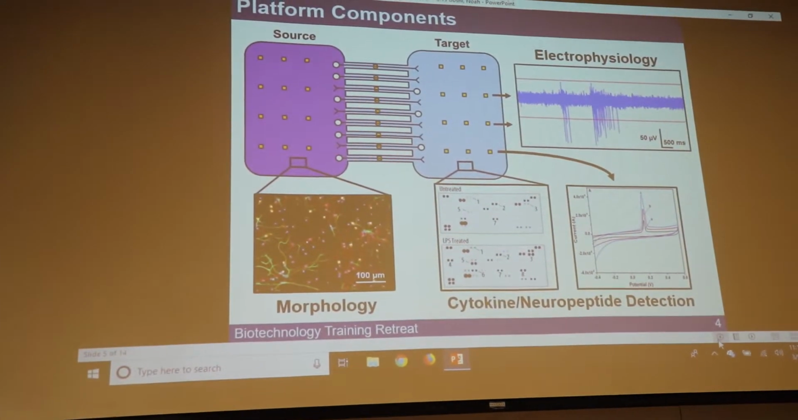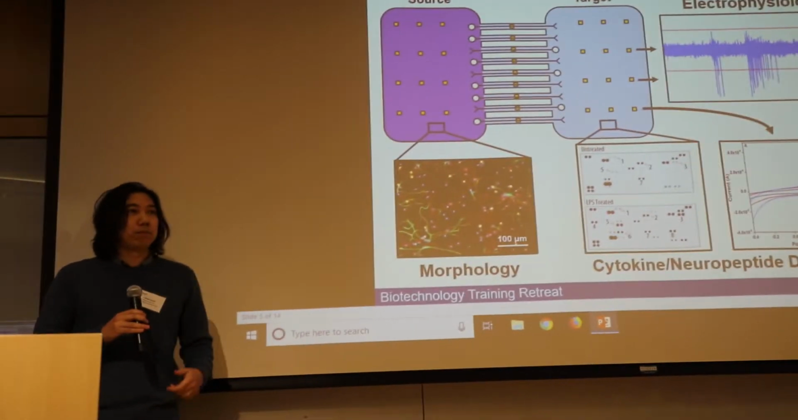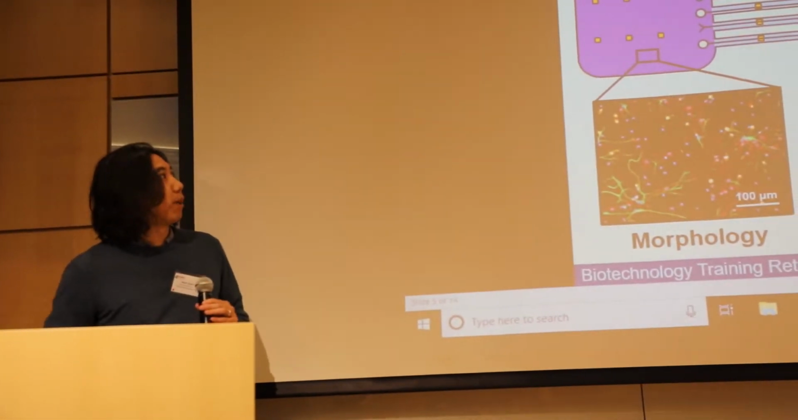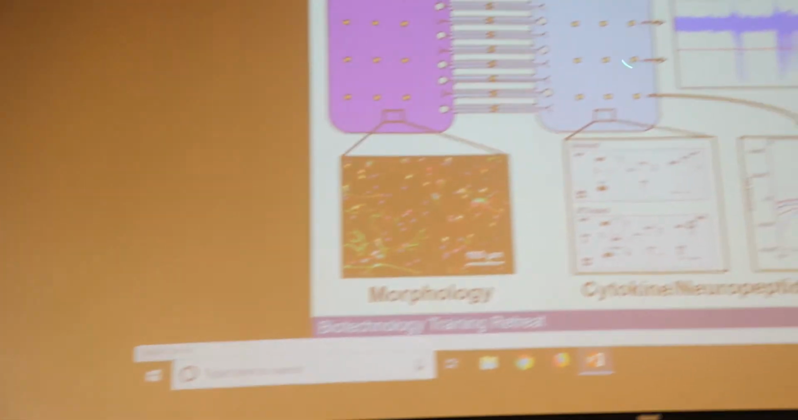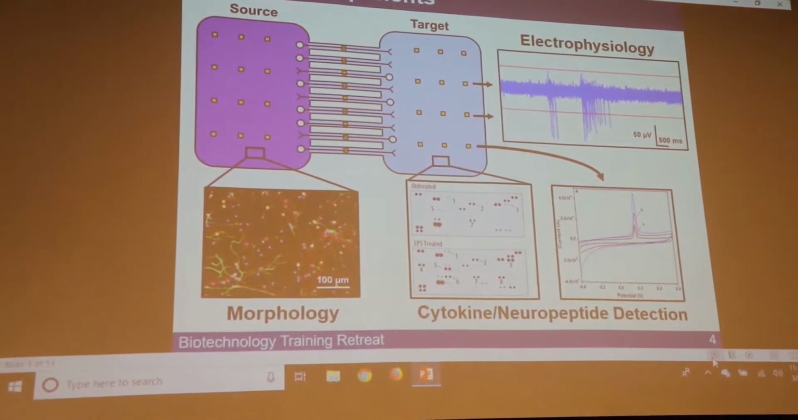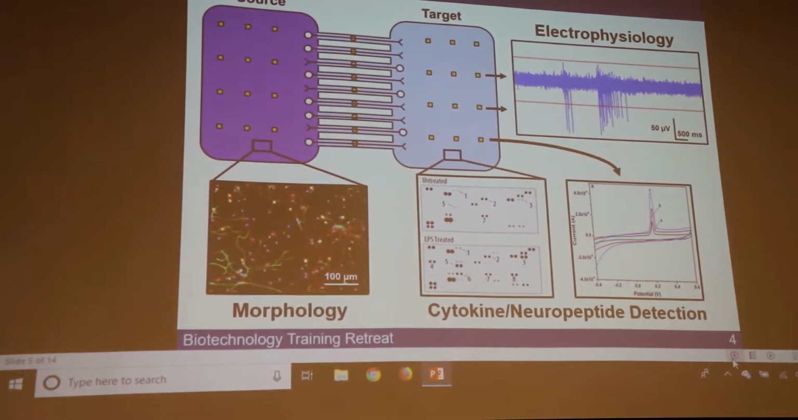So in order to quantify the extent of neuroinflammation in our platform, we're going to look at three major factors. The first being the morphology of the cell cultures themselves. The second being any change in neural activity via electrophysiological recordings from the microelectrode arrays in here. And finally, the change in any pro-inflammatory cytokines or neuropeptides, either through biochemical or electrochemical detection.